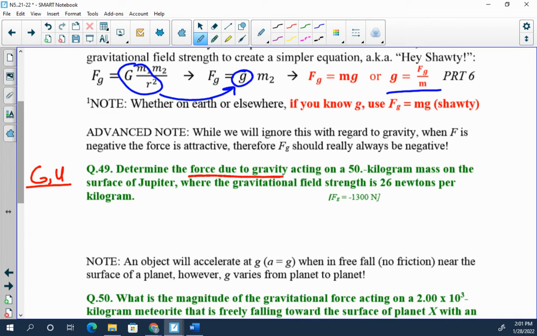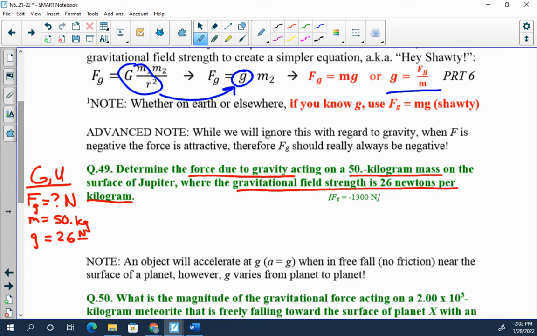Determine the force due to gravity. Straight away, they're asking for the force due to gravity. Read no further. Come over, Fg equals question mark newtons. The force due to gravity acting on a 50 kilogram mass. Okay, they told us the mass. M is 50 kilograms. On the surface of Jupiter, where the gravitational field strength, we looked that up yesterday, but in your reference table on page 6, that's little g, gravitational field strength, is 26 newtons per kilogram.